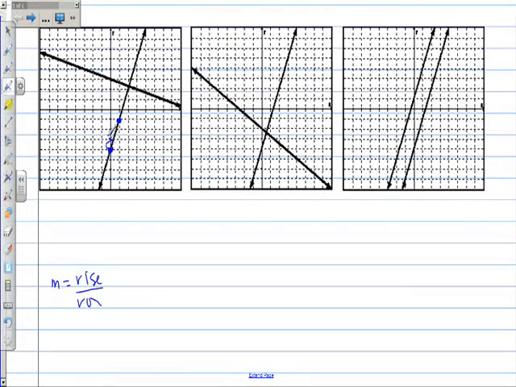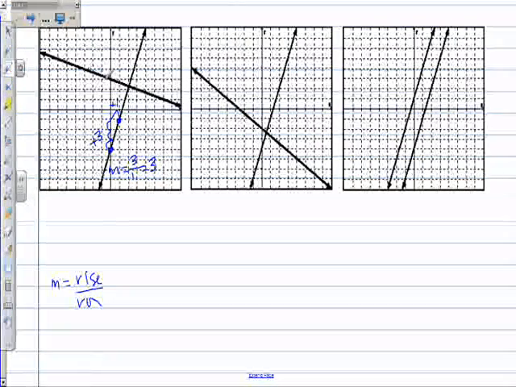So my rise would be 1, 2, 3. I'm going up, so it's positive 3. I'm running to the right 1, so it's positive 1. So my slope of this line would be positive 3 over 1, which is just 3.